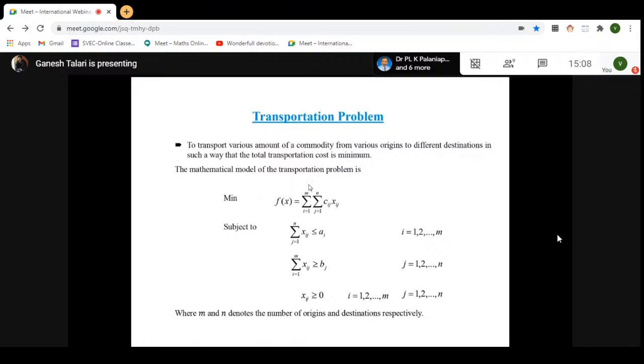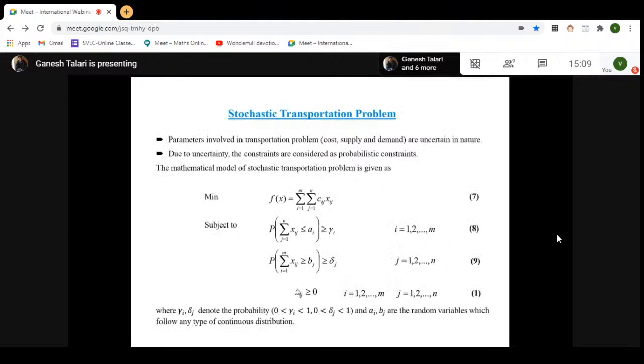See here, there are M origins and N destination locations. The first constraint tells us about your supply, and the second constraint tells us about your demand. As usual, the Xij are decision variables. Cij is the cost of unit transport from the ith origin to the jth destination. Ai is the ith origin, and Bj is the jth destination.